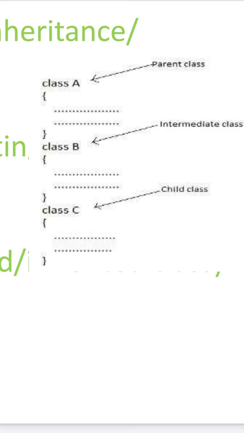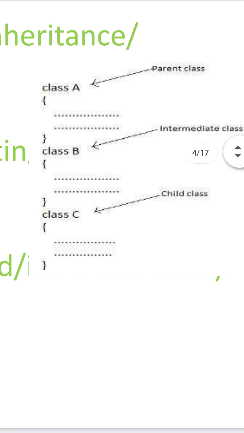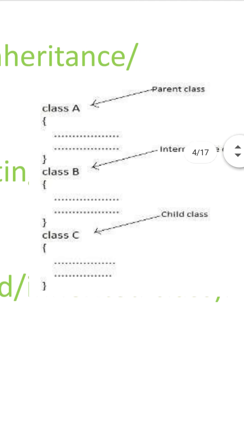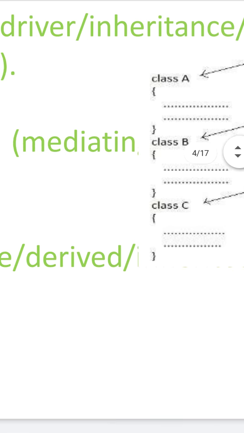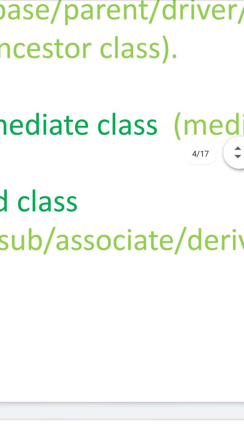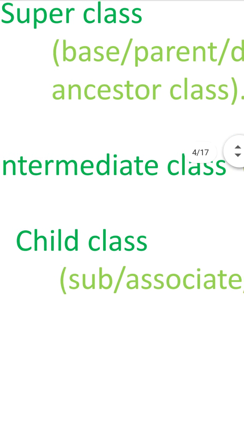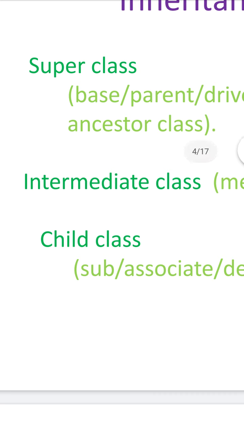You can see this program. If you create a class A, a class B, and a class C, then class B will be the intermediate class, class A is the parent class, and class C is the child class. I hope that you are clear with this concept, which is inheritance with superclass, intermediate class, and child class.